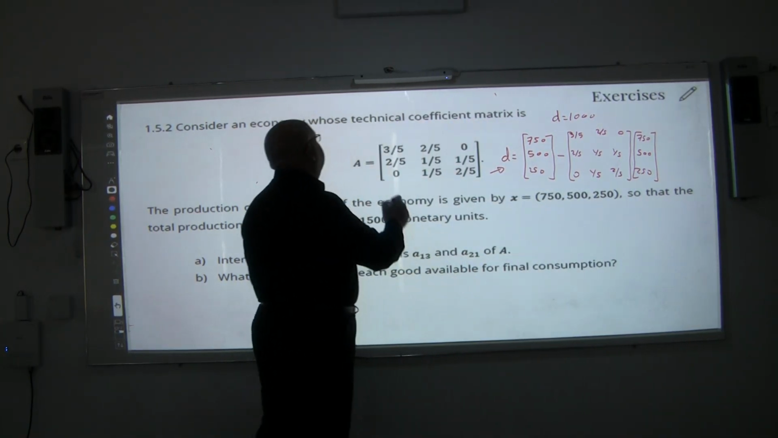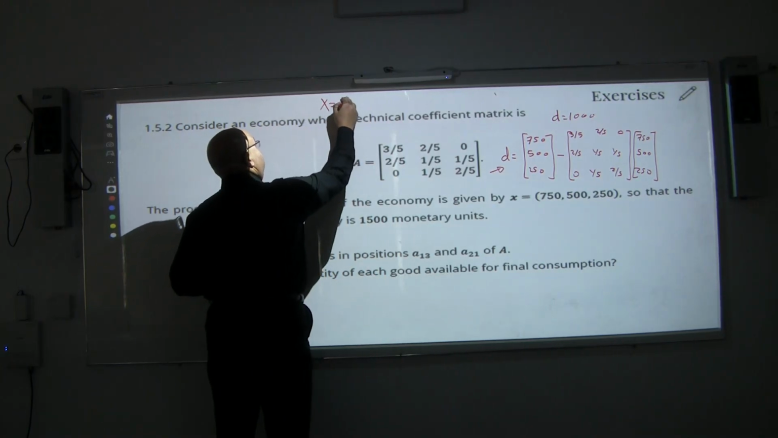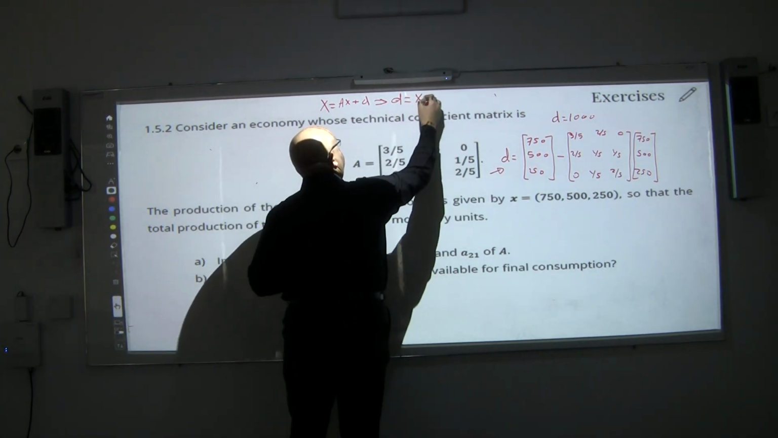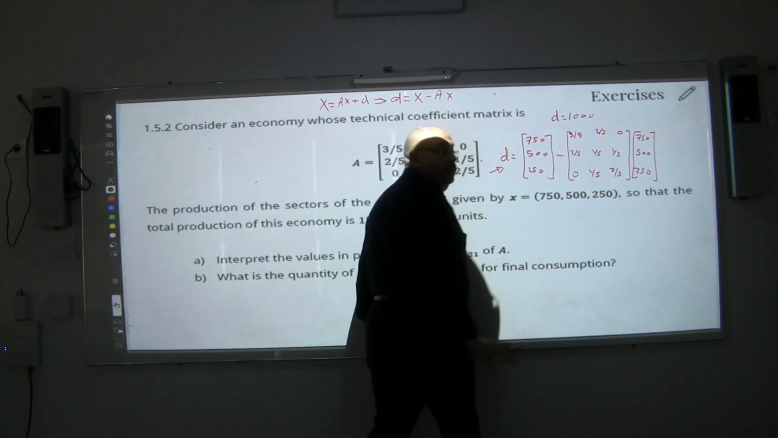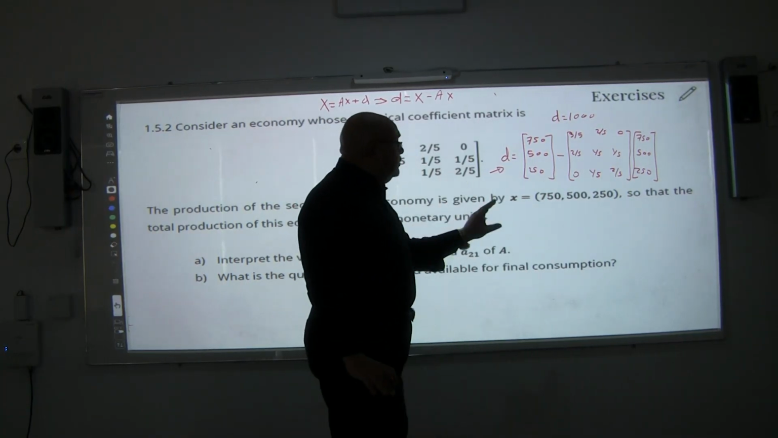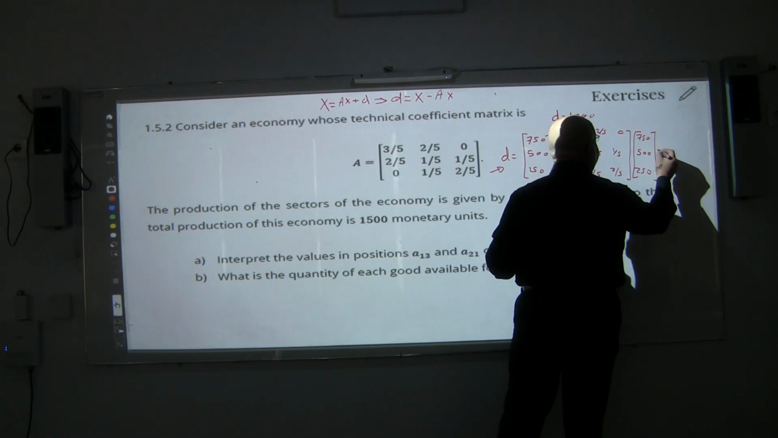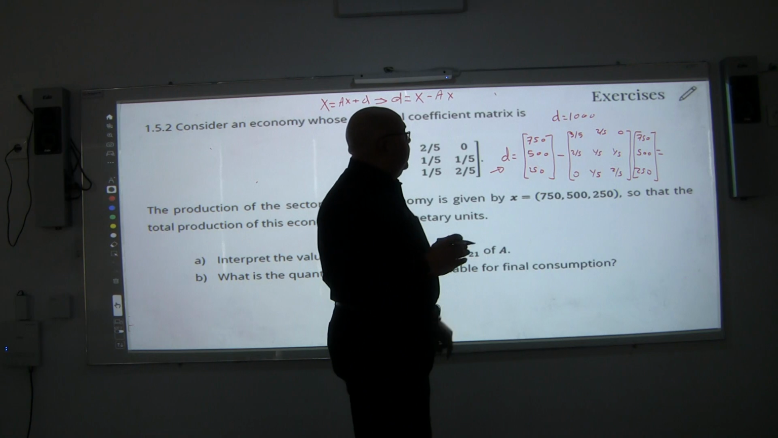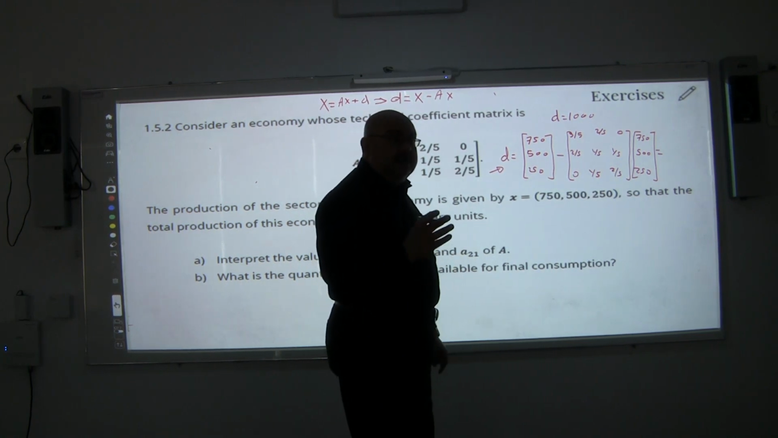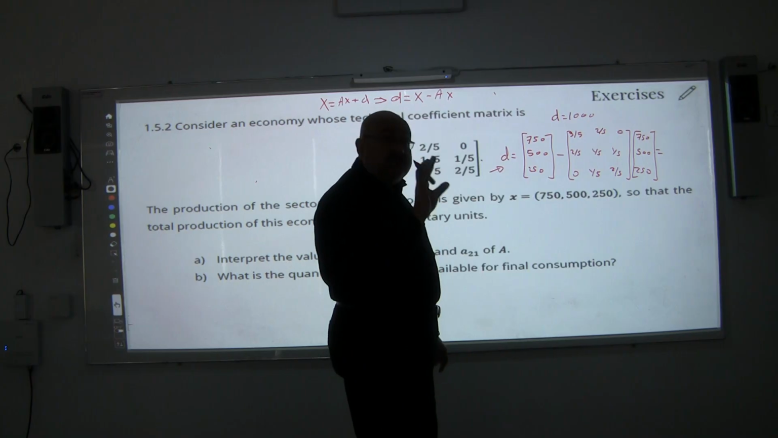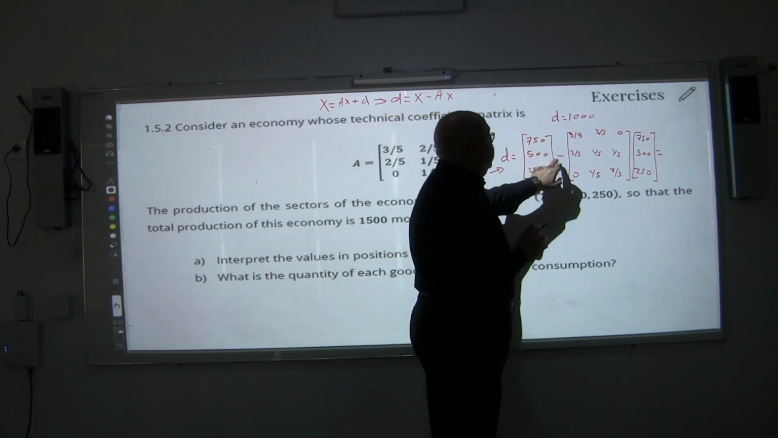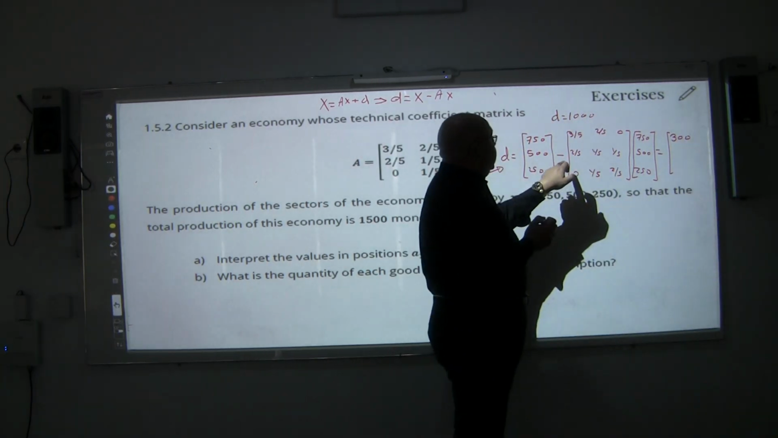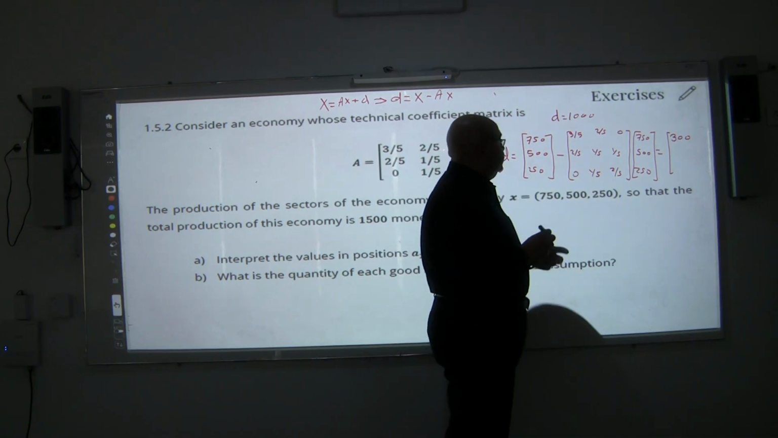So all I did is I'm having once more X is equal to AX plus D. So if I want to get the demand, I will get X minus A times X. This is what I wrote. So if I want to evaluate these values, it's very, very simple. 750 divided by 5, it's gonna be 150, and 3 times that is 450. 750 minus 450, the result will be 300.